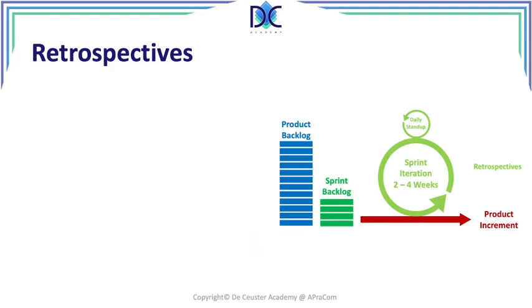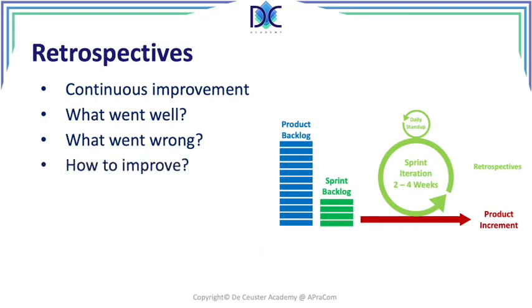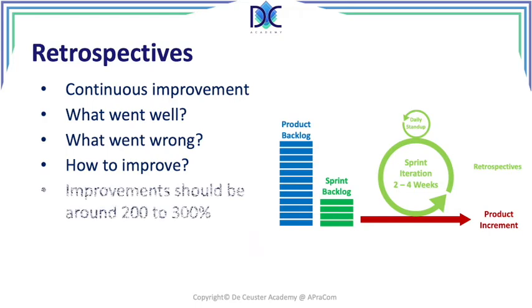Retrospectives, well, at the end of every sprint there is a retrospective, and the goal of the retrospective is to have continuous improvement. Now, we have to see what went well, what we did well, the things where we improved, what we found out, and of course we also have to see what went wrong. Where did we have problems? What problems did we have? How can we resolve these problems? How can we improve the next sprint? It's very important that you find out how we can go faster.